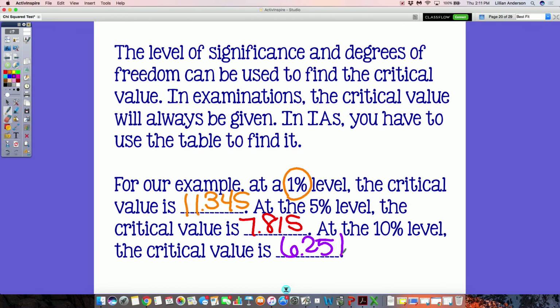Some of your older homework problems, too, because they are pulled from 2013 and earlier, you might have to do this as well. Okay? But I'm going to try to keep your tests and any quizzes I give you to where that number will be given to you. All right? Are there any questions about how to find the critical value? No?